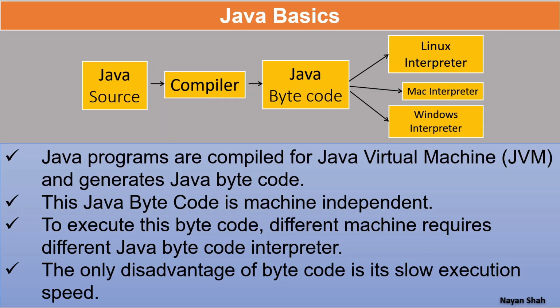The only disadvantage of an interpreter, which we discussed in the previous slide also, is that it is slow in execution. Why is it slow? Because it interprets line by line, whereas a compiler compiles the entire program together.